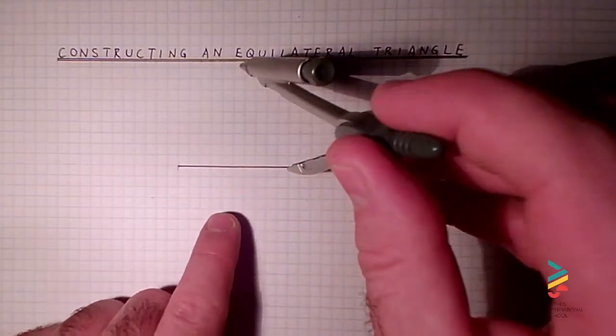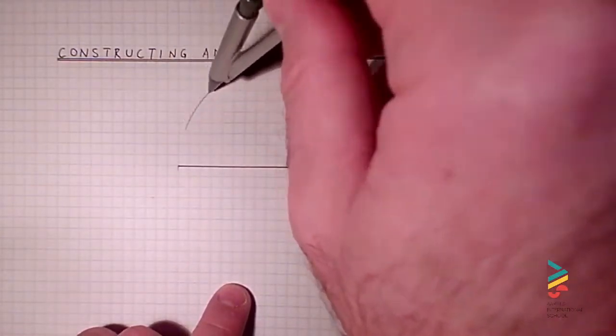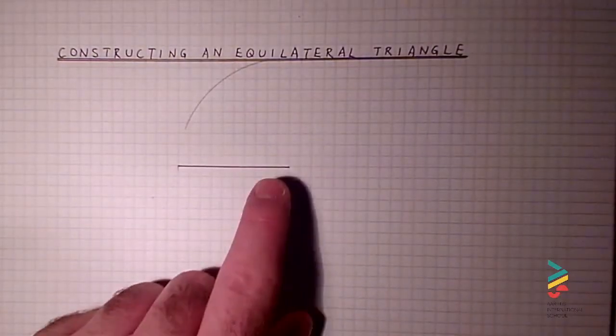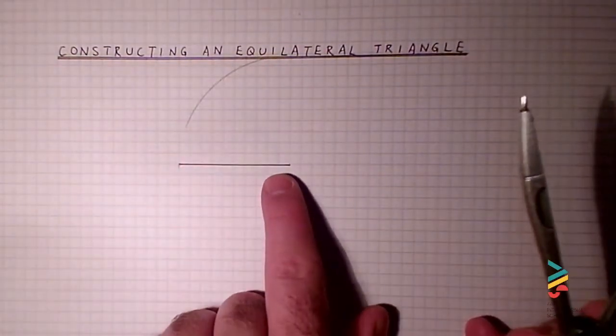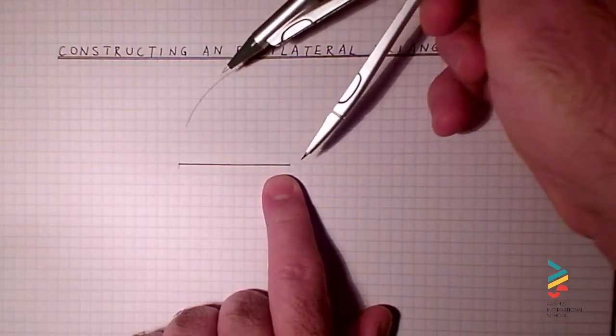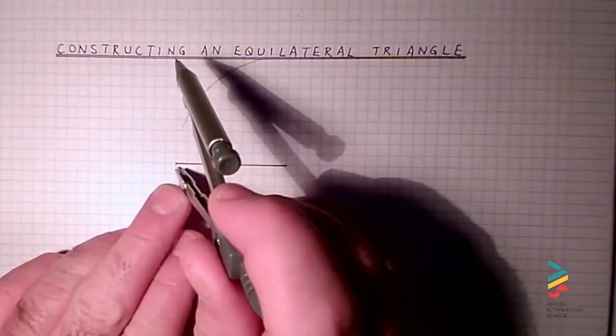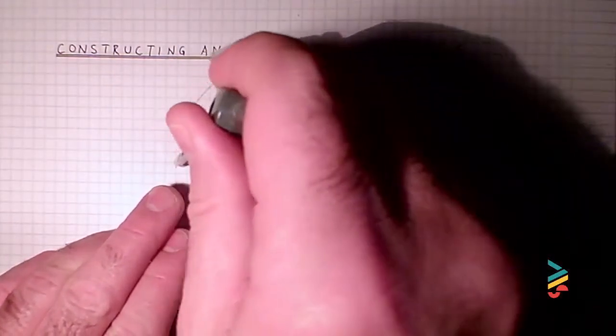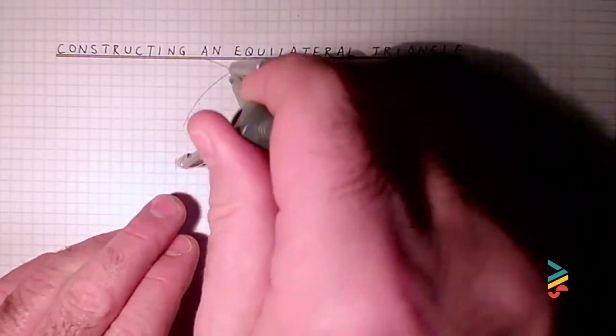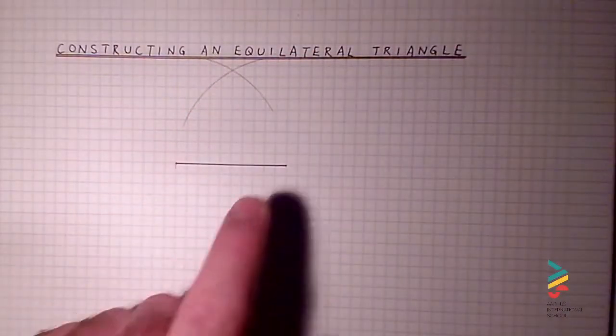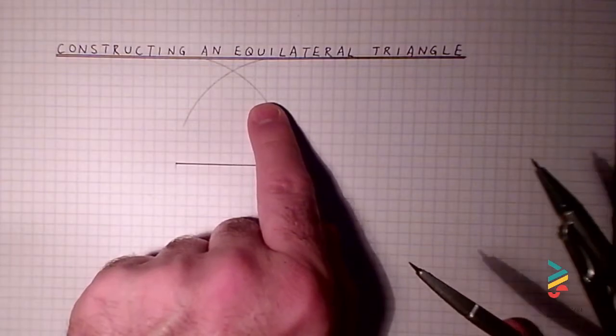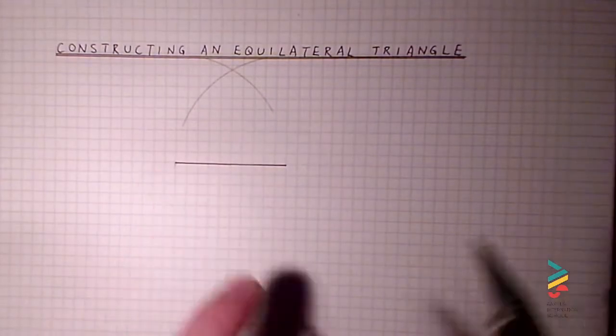So I'm going to get my 5 centimeter compass and just do an arc there, and I know that everywhere on the arc is 5 centimeters from the end there because I just measured it. And then I'm going to do exactly the same, keeping my compass at the same length from the other end, and I know that everything on this arc that I've just drawn is 5 centimeters from that end.